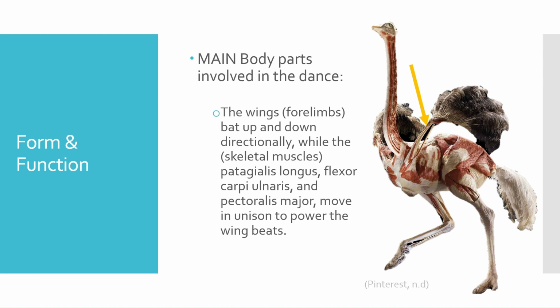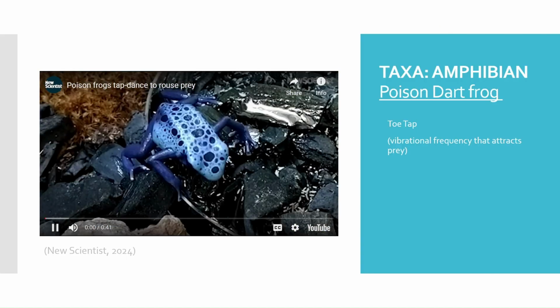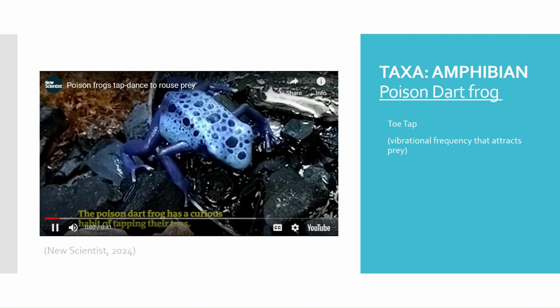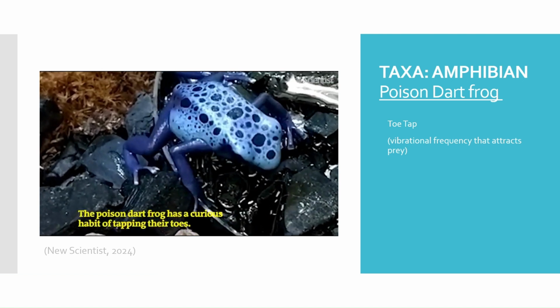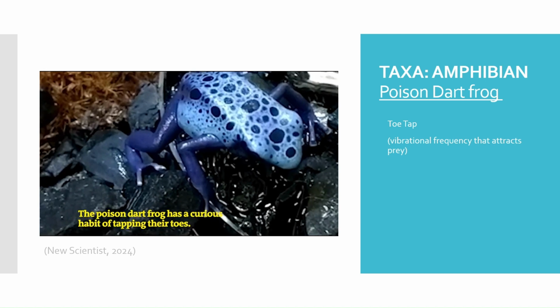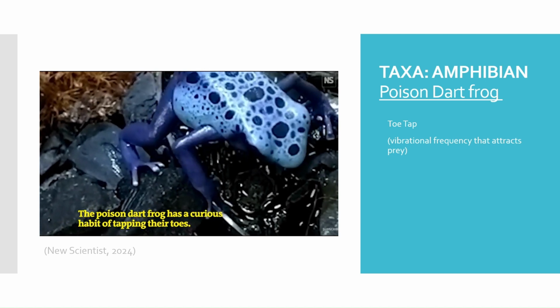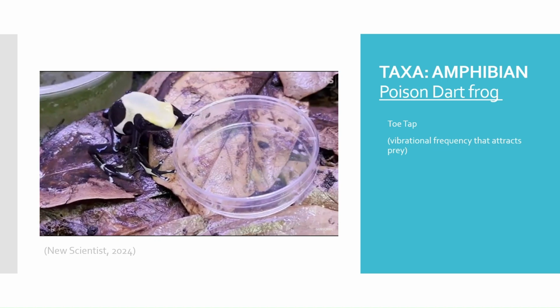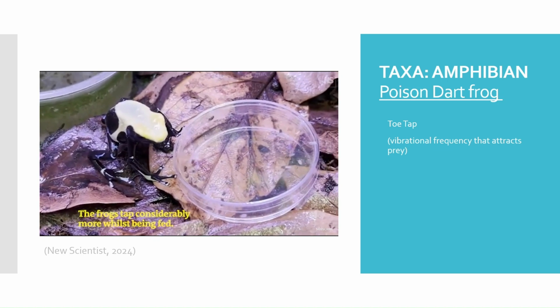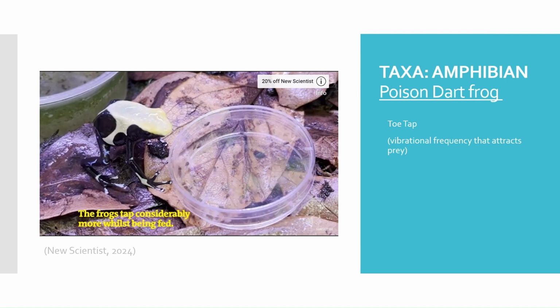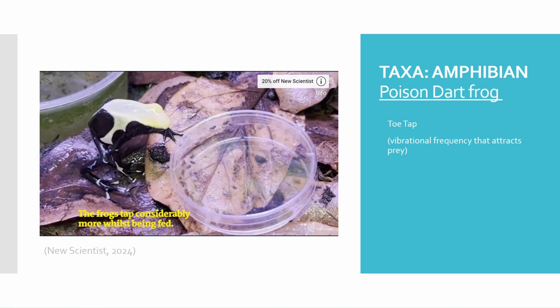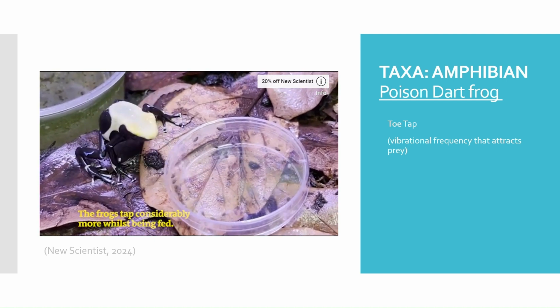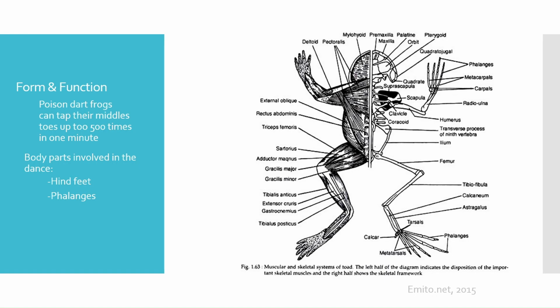Now I'm going to introduce the poison dart frog. Unlike some of the other animals, the poison dart frog doesn't use its dancing for mating. They use it instead to rile up prey so they can eat. The poison dart frog needs its prey to be alive and moving, so they tap their feet to send out vibrations to get the insects moving. In a case study I read, scientists confirmed that they can tap their feet up to 500 times per second. The body parts used in their dancing would be their hind feet and toes, which are also called phalanges.